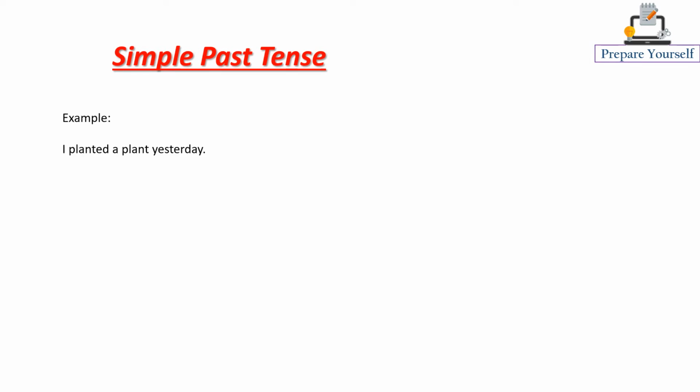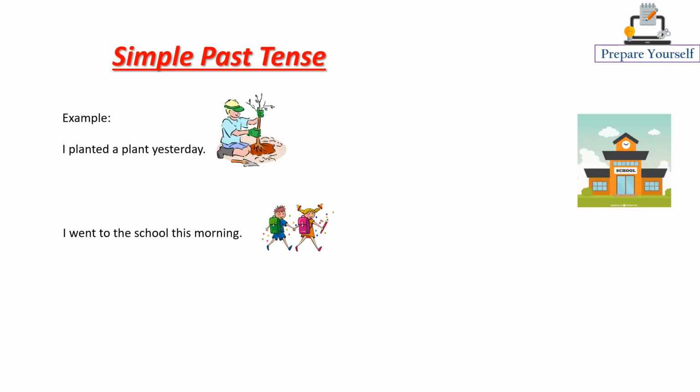Let's have a look at the examples. I planted a plant yesterday. We went to the school this morning. I woke up early today. These were the examples of simple past tense. Now have a look ahead.